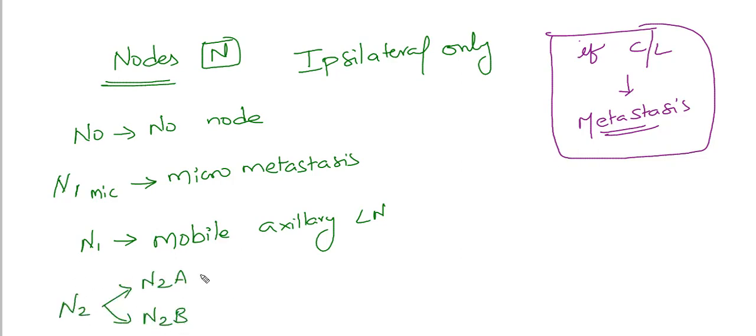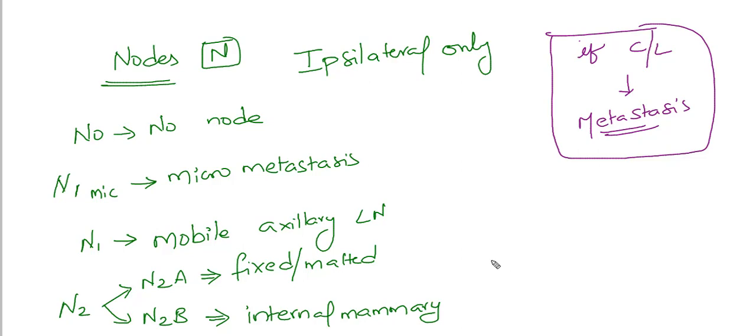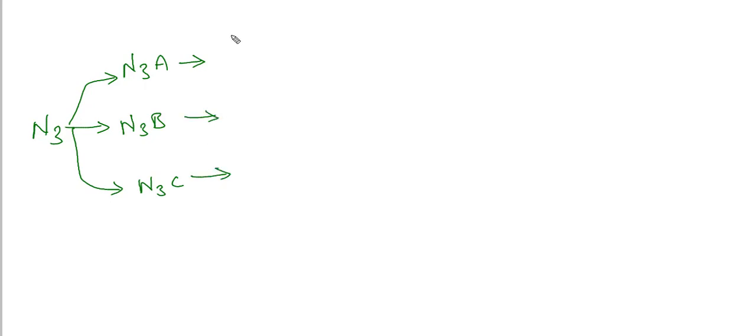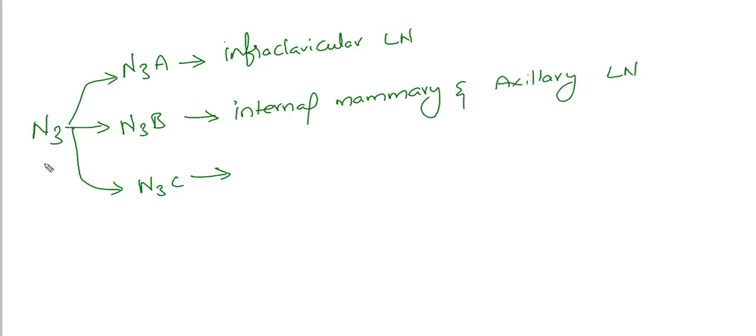N2 is divided into N2A and N2B. N2A is fixed matted axillary lymph nodes. N2B is internal mammary lymph node involvement without axillary involvement, which is the key feature. Fixed matted axillary lymph nodes is N2A, internal mammary is N2B. N3 is divided into 3 types: N3A, N3B and N3C. N3A: ipsilateral infraclavicular lymph nodes involved. Internal mammary with axillary lymph nodes also involved is denoted as N3B, and supraclavicular lymph node involvement is N3C. All these are ipsilateral, remember this, ipsilateral lymph node involvement only.